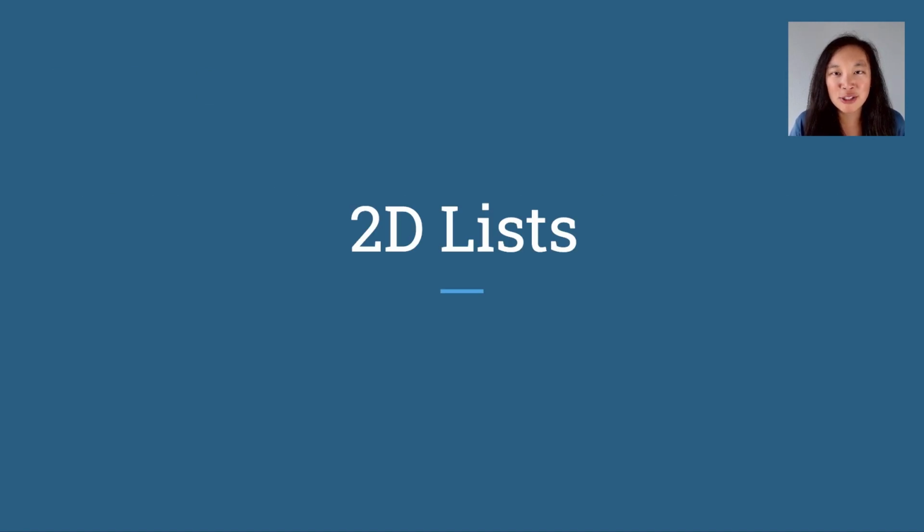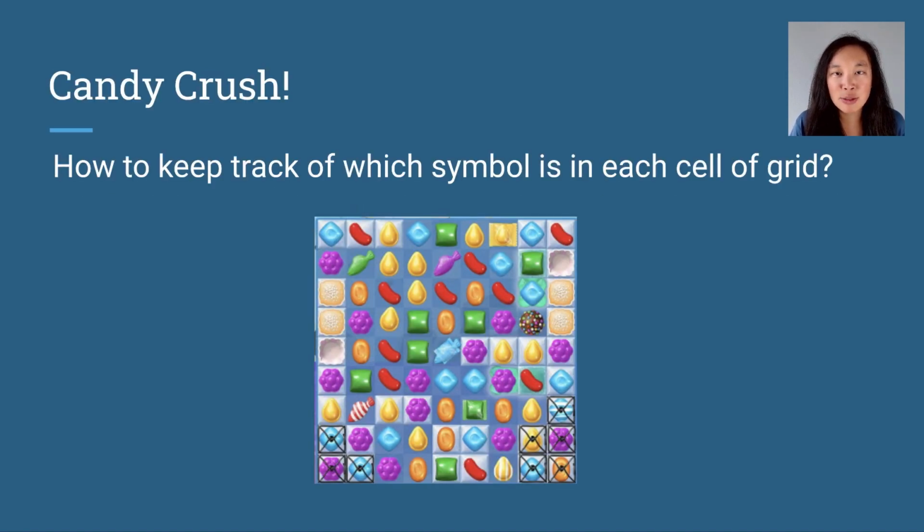Today, we're going to talk about 2D lists. Who here has played Candy Crush before? It's a game where you have a grid and you're trying to basically match symbols with each other. So if we were to make a game like this, how will we keep track of which symbol is in each cell of a grid?